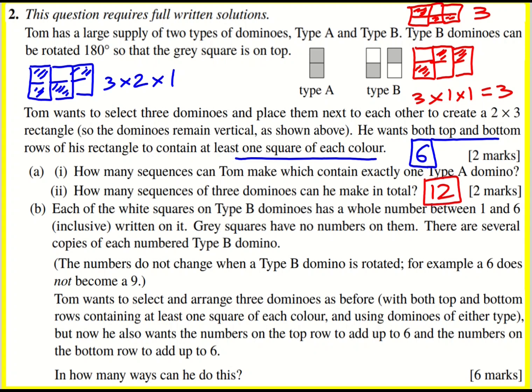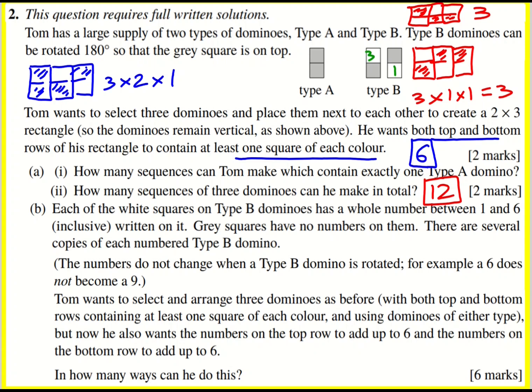Now for the final part, each of the white squares on type B dominoes has a whole number between 1 and 6 written on it. For example, 3 and 1. The grey squares have no number on them. So nothing on the type A's and nothing on the grey squares of the type B. And there's several copies of each numbered type B domino. We're not going to run out.